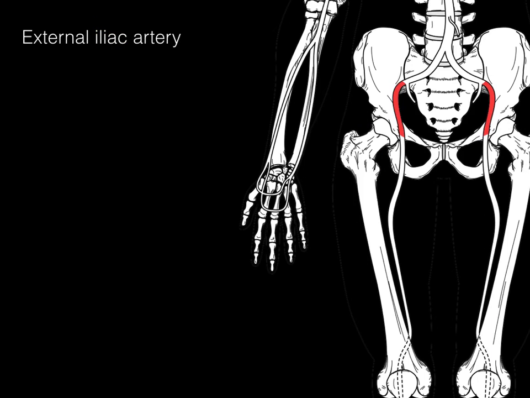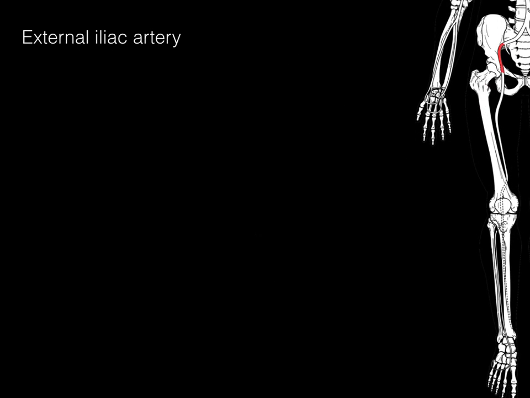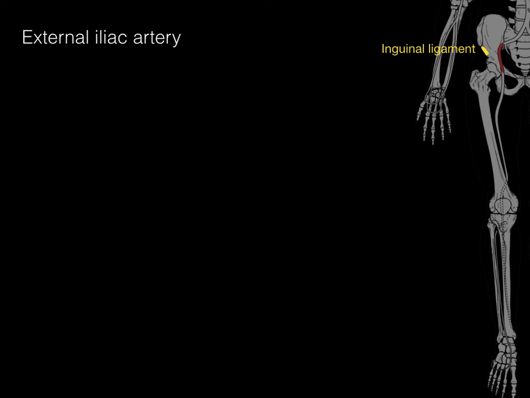Okay, so the external iliac artery supplies the lower limb primarily, because that's where it's going to go. It also sends branches to the abdominal wall and pelvis. Okay, so here we've got the external iliac artery, and I'm going to draw the inguinal ligament like this.